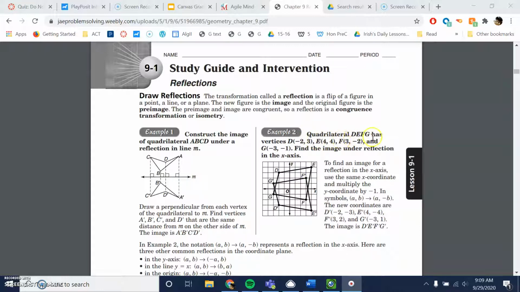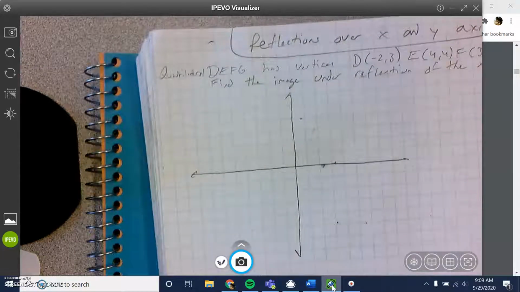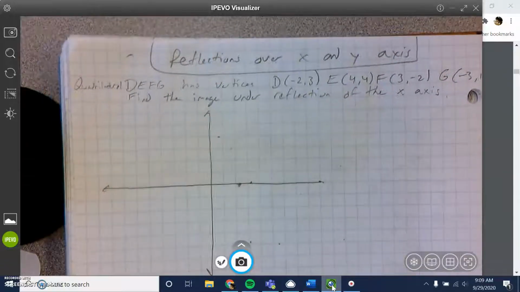Quadrilateral DEFG has vertices D, E, F, G. Find the image under reflection in the x-axis. Okay, so we're not reflecting over some random line like we did before. Now we're going to reflect across an axis. No problemo. Check it out. So here's mine.